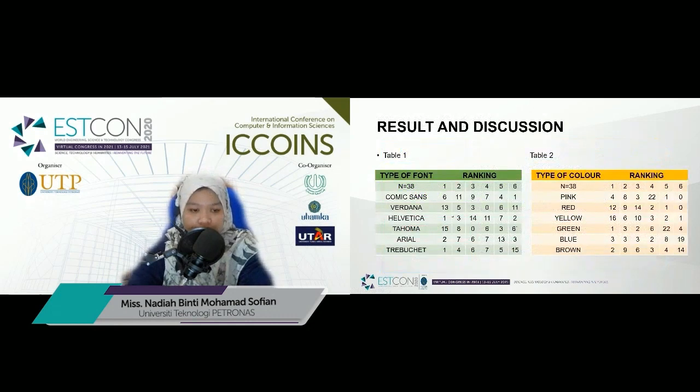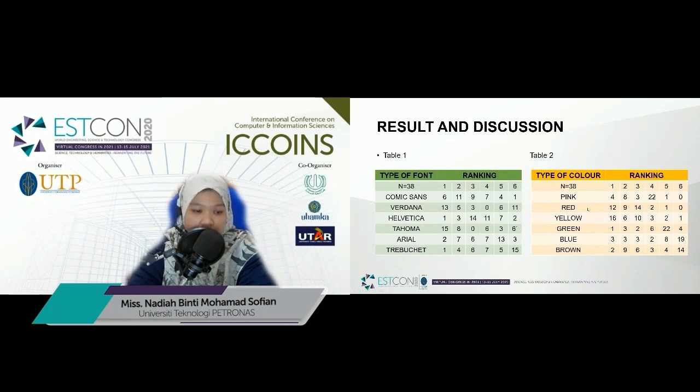The result shows in table 1 is a types of font listed out based on the literature review. Here we can see there's a Comic Sans, Verdana, Helvetica, Tahoma, Arial, and Trebuchet. Table 1 shows the type of font that children with autism prefer based on the proxy user perspective. The result for Tahoma is 15, followed by Verdana 13 and Comic Sans 6. The results are based on a ranking method whereby 1 equal to most preferable while 6 equal to least preferable. So in this table, the preferable font is Tahoma, while the least preferable font is Helvetica.